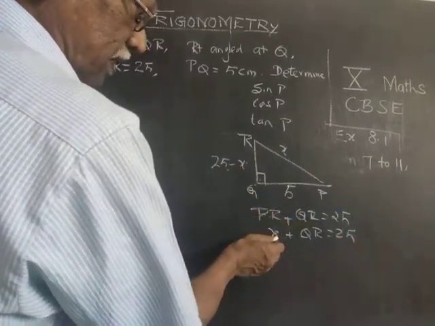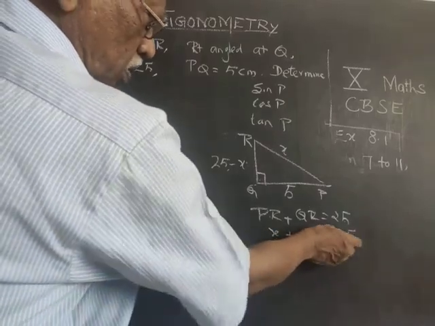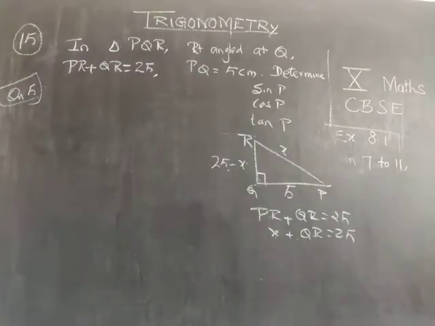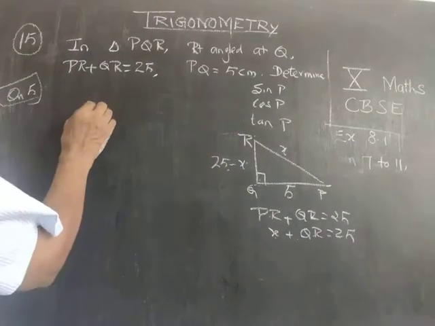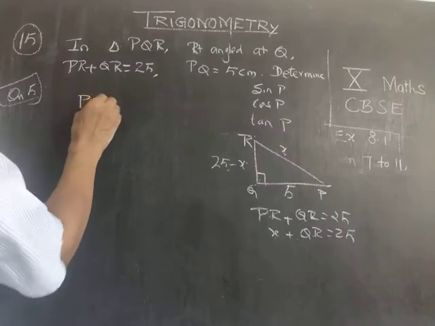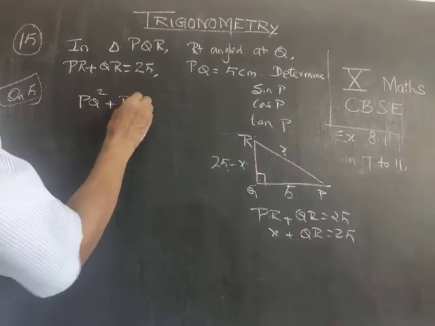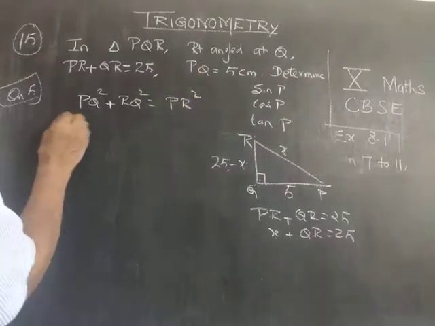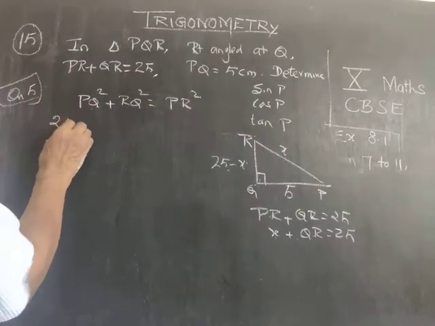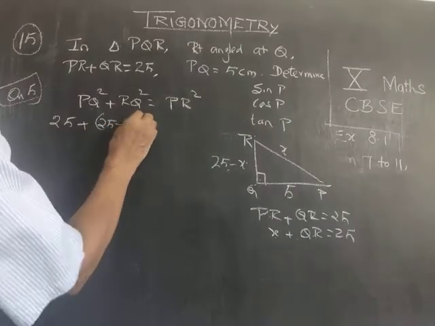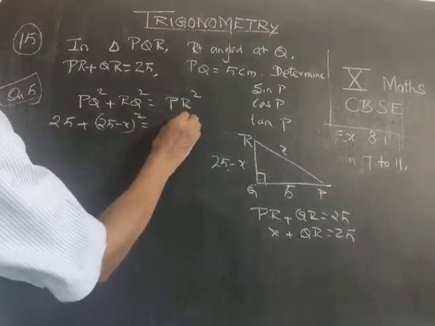Let PR equal X. Therefore, X plus QR is 25, so QR equals 25 minus X. After that, the problem is very simple. This square plus this square, so PQ square plus RQ square equals PR square, that is the hypotenuse. So PQ square is 25, and RQ square is 25 minus X, the whole square. PR square is simply X square.